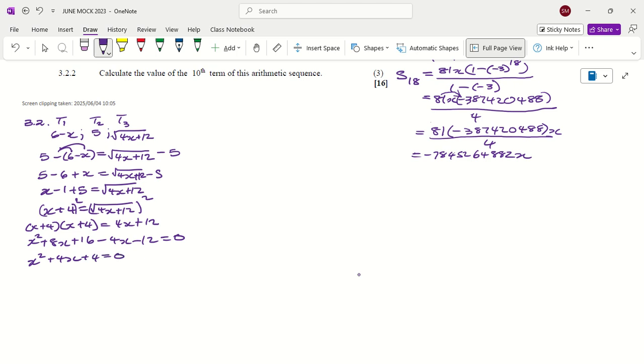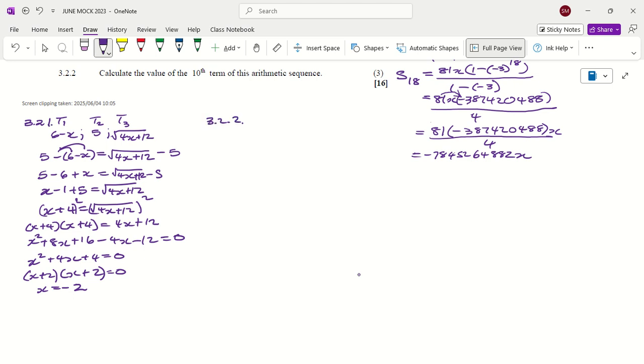Now, if you factorize this, x plus 2, x plus 2 is equal to 0. So x is going to be equal to what? Negative 2. So we just solved for x, right? Okay, sharp. The next one, this is 3.2.1.